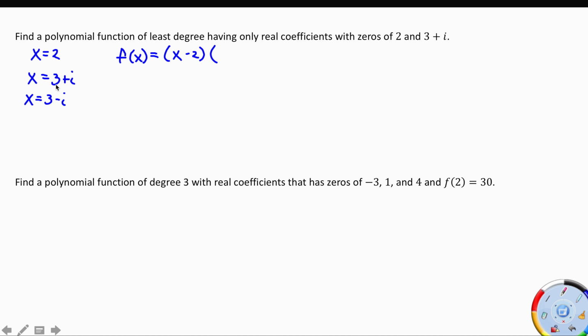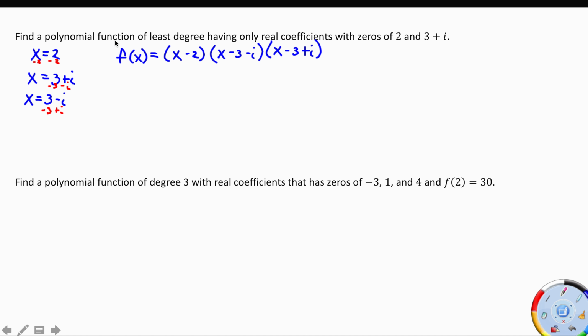And for this one, just imagine making this into a 0. So here I would subtract 3 and subtract i, subtract 3 and add i. So my corresponding factors would be x minus 3 minus i and x minus 3 plus i. So there's my function. There it is, f of x.